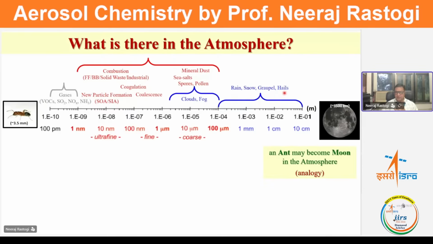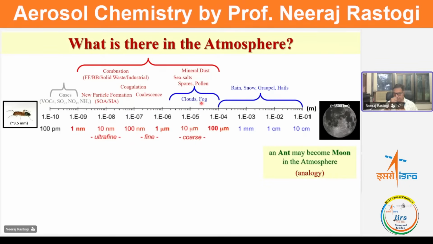Now, if you want to visualize what 9 orders of magnitude means, take 100 picometer as the lowest size, like a small ant, and the biggest size we are talking about is the moon, which is 3,500 kilometer. So in principle, an ant can become a moon in the atmosphere by different processes. And many of them we will be discussing in the coming slides.